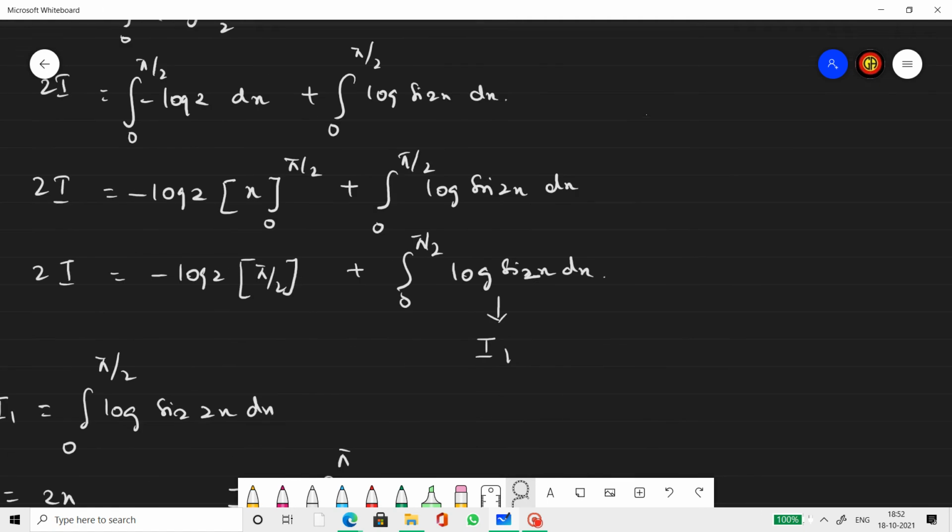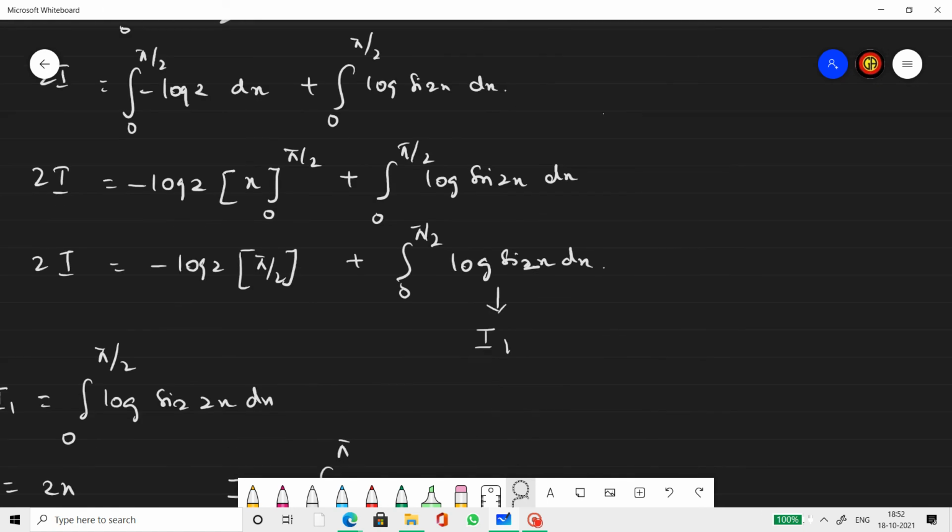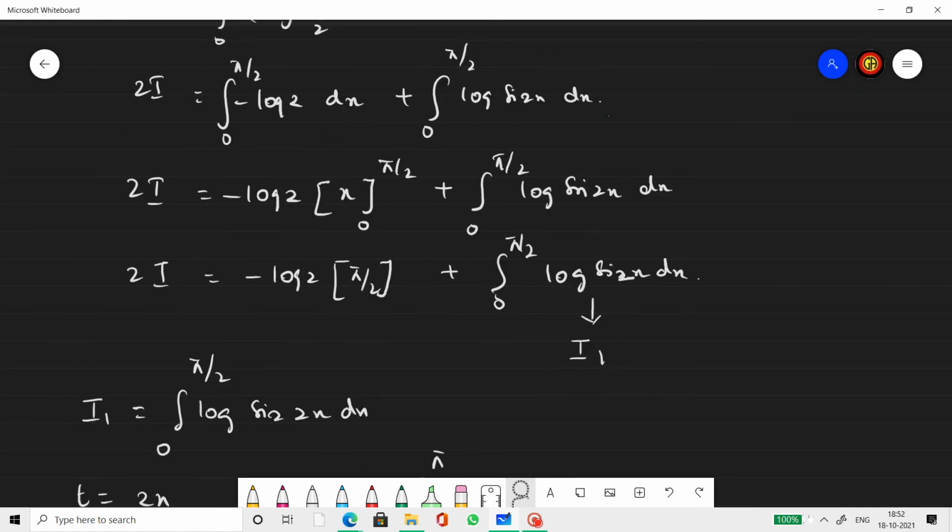Now, since minus log 2 is a constant, taken it out, integrating dx, x, applying the limit, we get pi by 2. So this part of the sum is over because we finished integrating. But we still have this left. So 2I equals this.